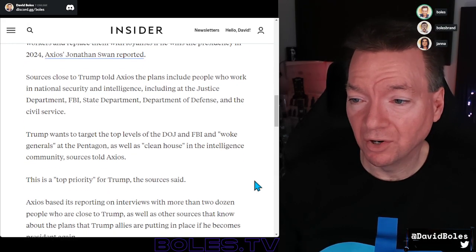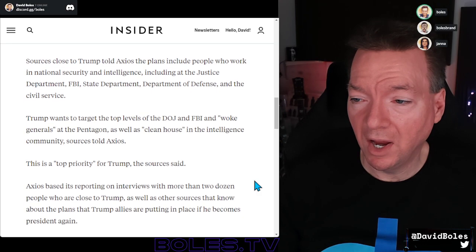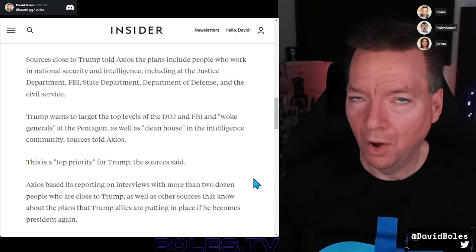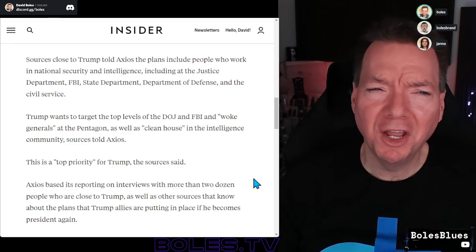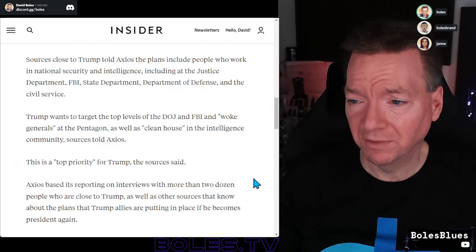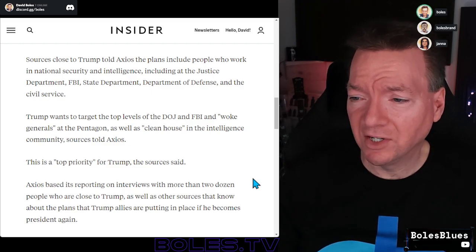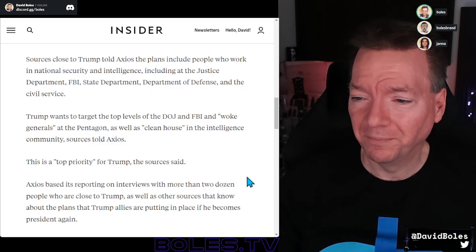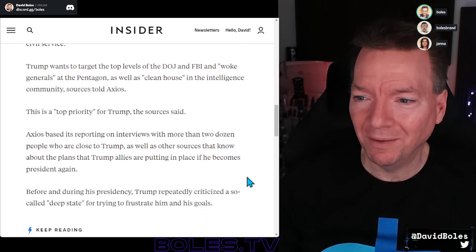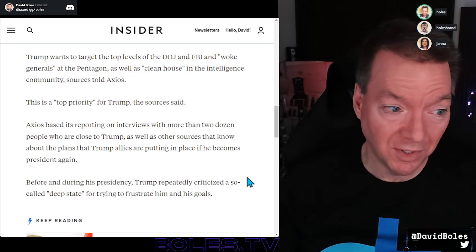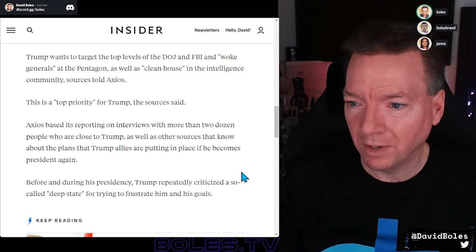Trump wants to target the top levels of the DOJ and the FBI and woke generals at the Pentagon, which I find incredibly impossible to believe, as well as clean house of the intelligence community. So they're taking names. They have a secret list that they're working on right now. You can't see the list, but the list exists, Senator McCarthy.